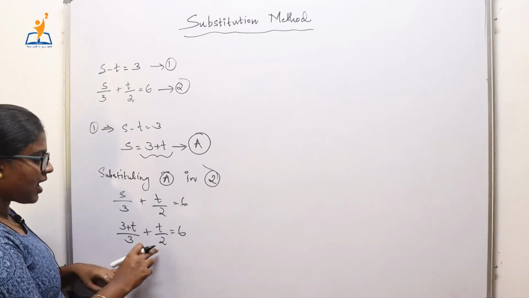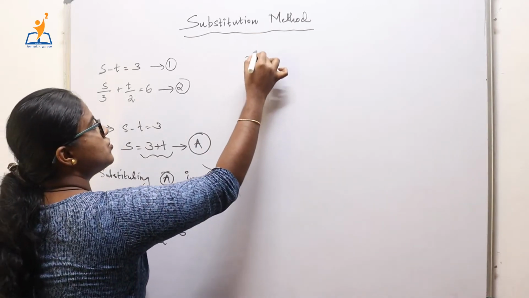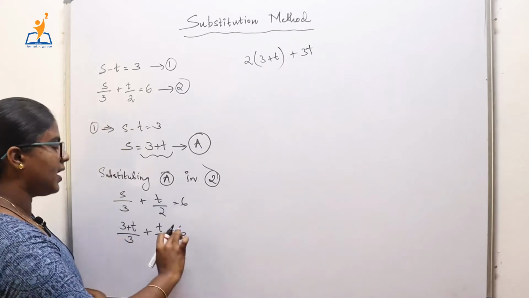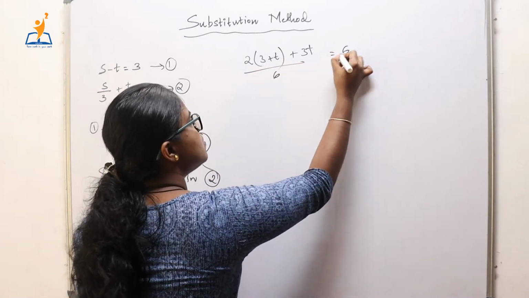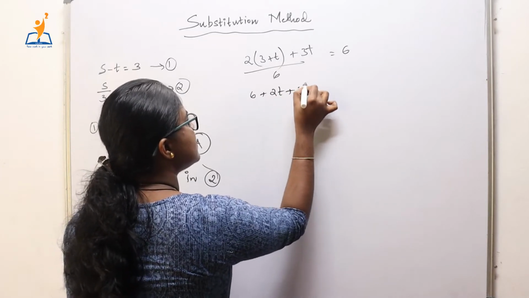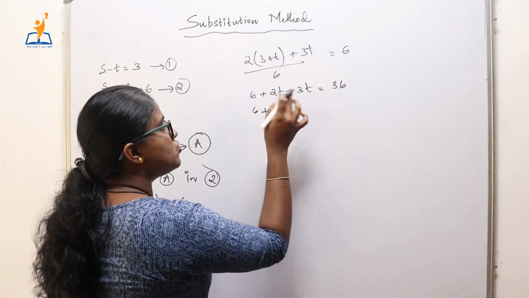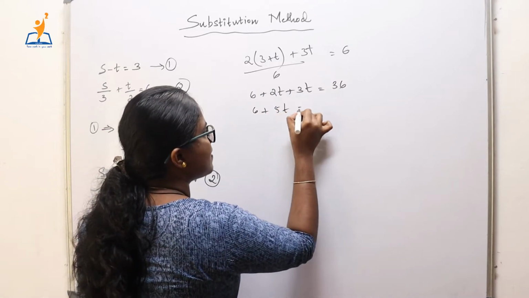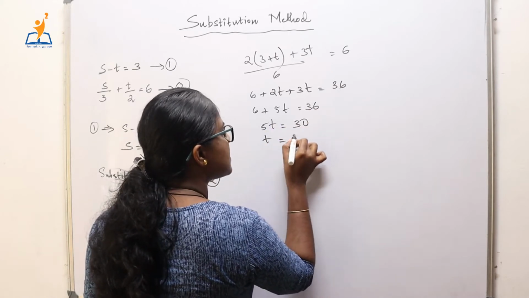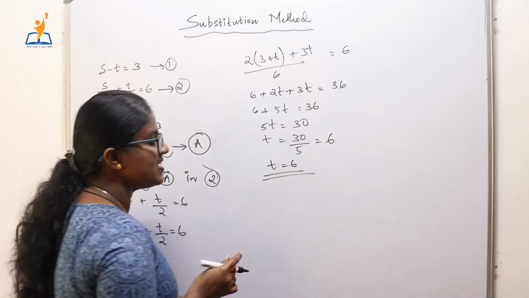Let's simplify that. We have to take the LCM here. Now the LCM becomes 6. So it becomes 2 into (3 plus t) plus 3 into t, divided by 6, equals 6. Now let's solve this. That is 6 plus 2t plus 3t equals 6 into 6, that is 36. Now 6 plus 2t plus 3t, that is 5t, equals 36. Now 5t becomes 36 minus 6, that is 30, and t becomes 30 by 5, that is 6. So the value of t we got here is 6.